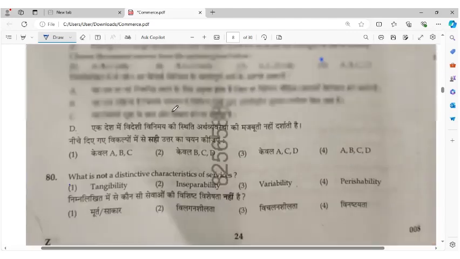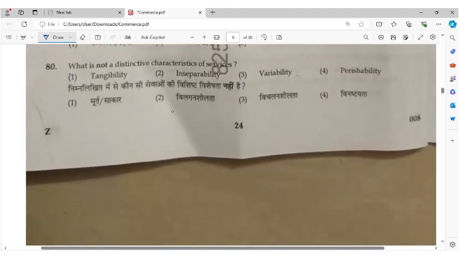Now the next question, question number 80: what is not a distinct characteristic of service? You know that a service can perish. Once the service is given, it has the perishable characteristic. There is variability, and there is inseparability. But there is tangibility: a service is an intangible characteristic, so you cannot see or touch it. So here there is intangibility, so it is not a characteristic. So option number 1 is correct.